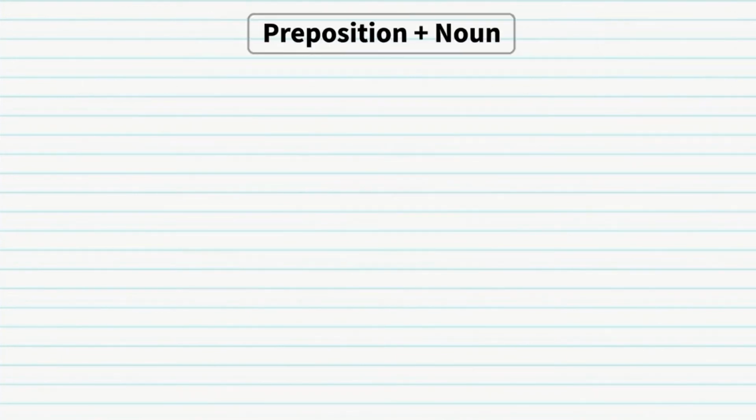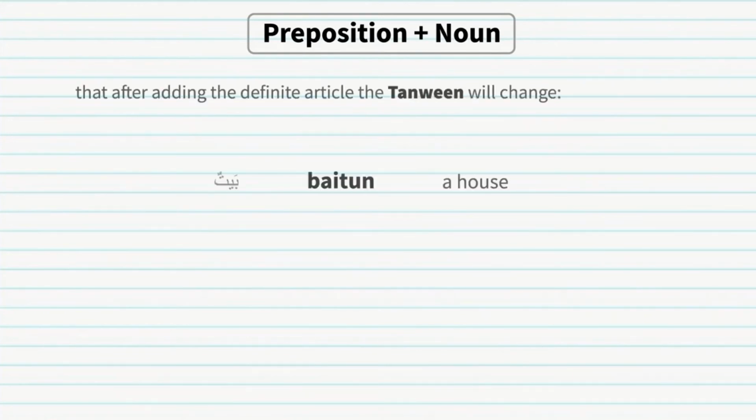Preposition plus noun. We learned how to add the definite article to nouns, and we also learned that after adding the definite article, the Tanween will change. Baytun, a house, became al-baytu, the house. Both words are still in nominative case, but we just saw how the Tanween changed to dhamma.